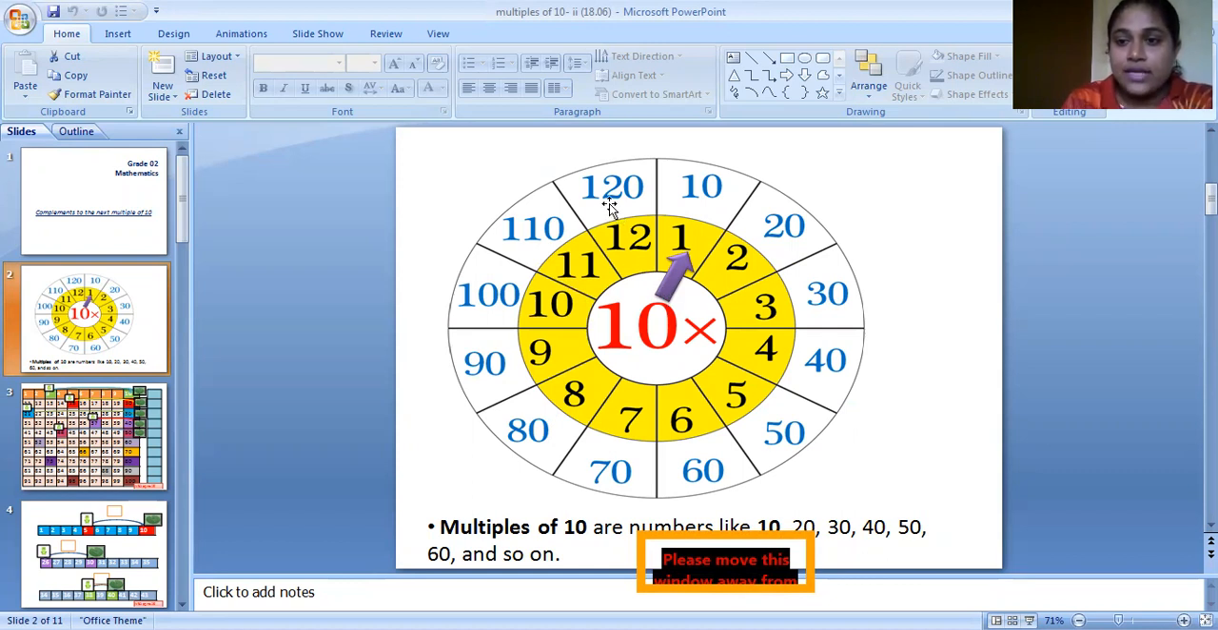Now we all have studied this and we know these are the multiples of 10. These blue color numbers are the multiples of 10. Multiples of 10 are numbers like 10, 20, 30, 40, 50, 60 and so on. Let's move to today's lesson.